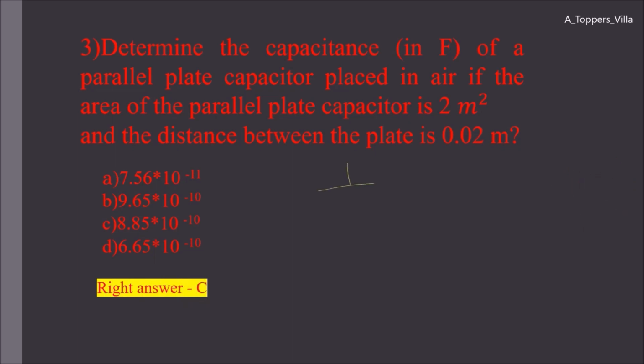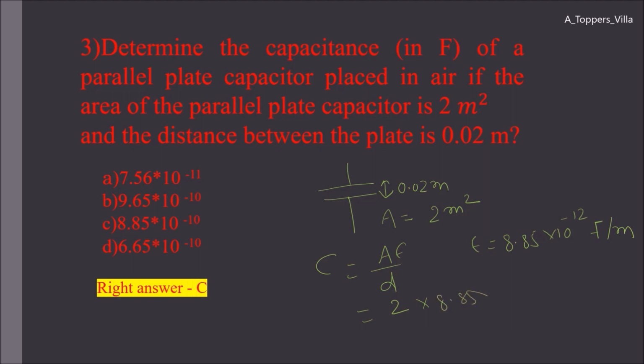This is the capacitor in which the distance between the two plates is 0.02 meter and the area of the capacitor is 2 meter square. We all know the formula of capacitance: C is equal to A epsilon by D. Epsilon is the permittivity and its value is 8.85 into 10 to the power minus 12 farad per meter. Put 2 meter square in the place of area and absolute permittivity 8.85 into 10 to the power minus 12 upon D, 0.02 meter. This can be 8.85 into 10 to the power minus 10. Then here right answer is option C.